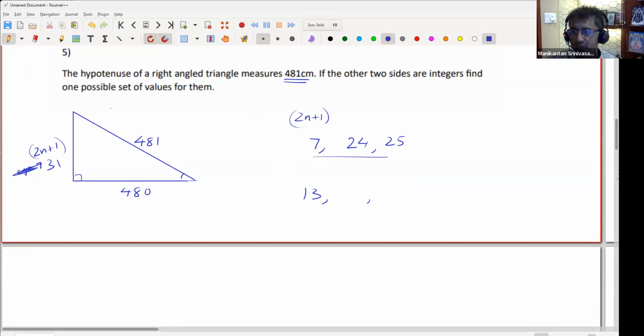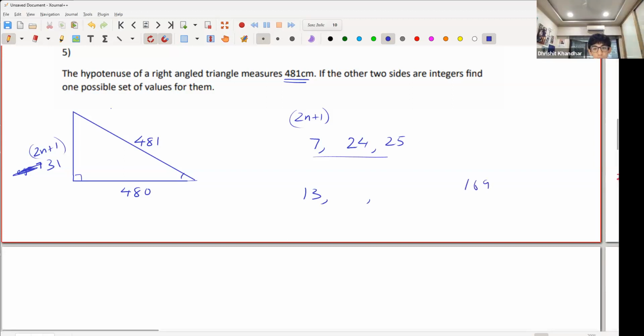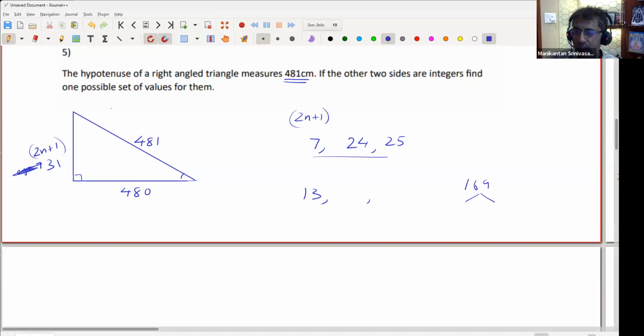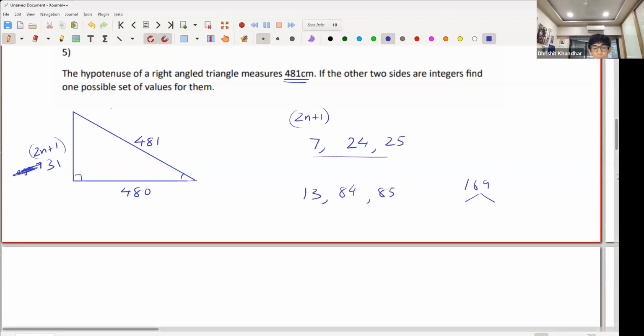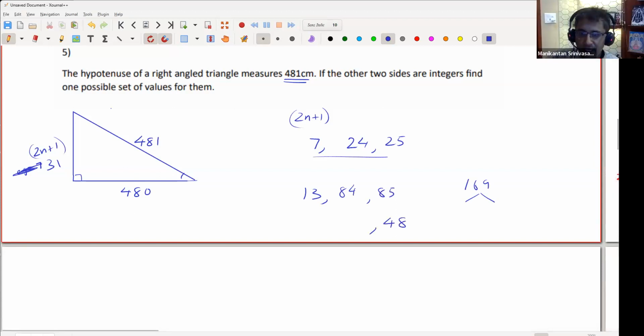What is the first step you will do to find a triplet that starts with 13? You'll square it: 169, and then split it into almost 2 equal halves, so 84 and 85, correct? Now in this problem, this last number, 481, was given, and the others were not given.